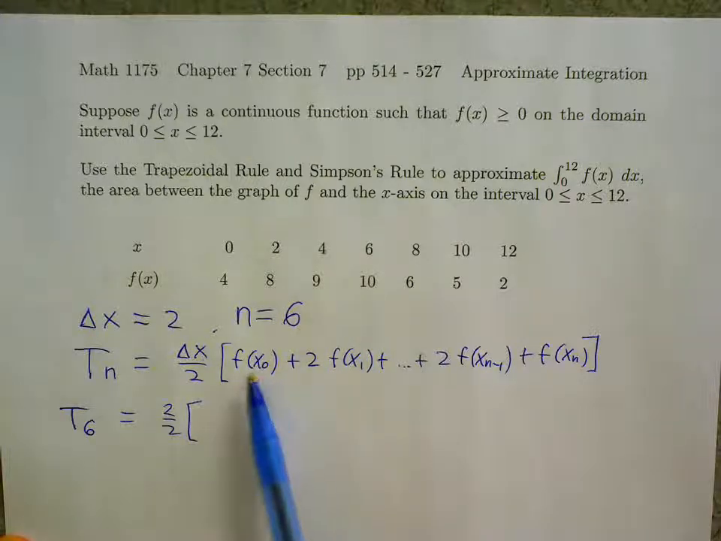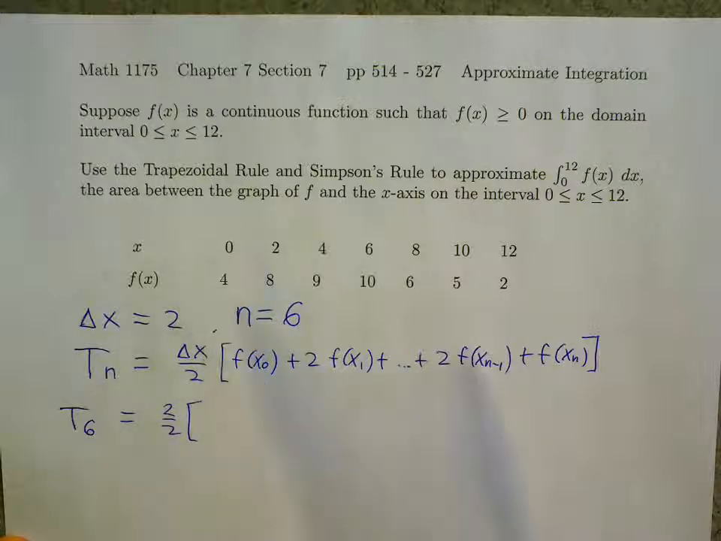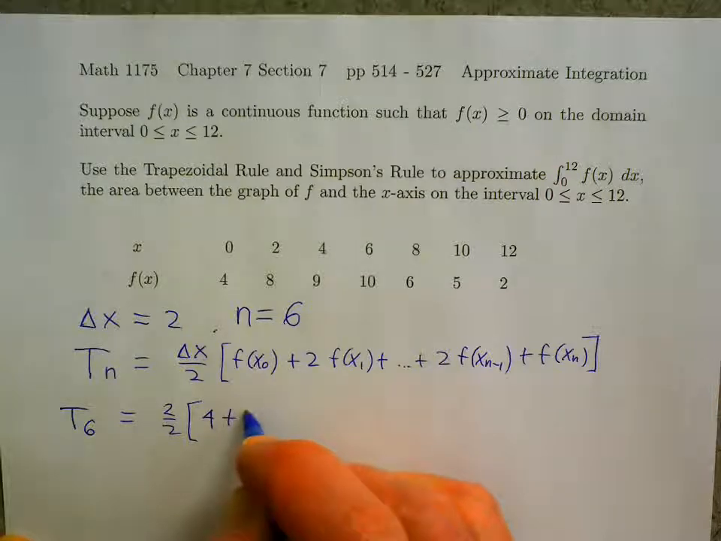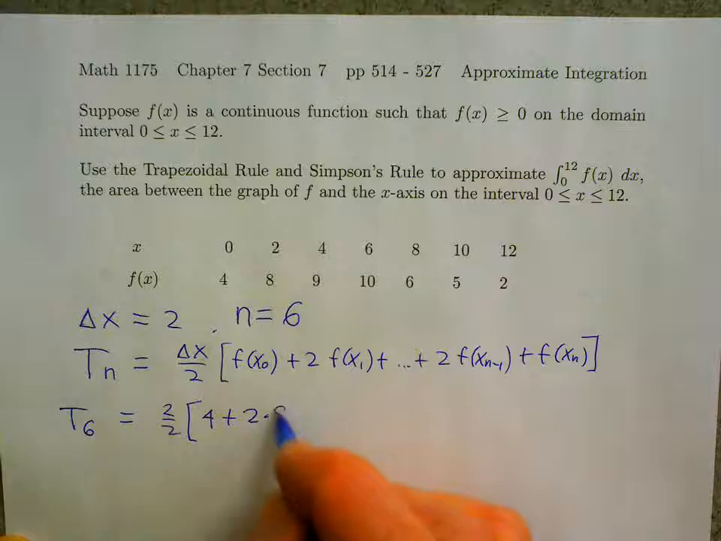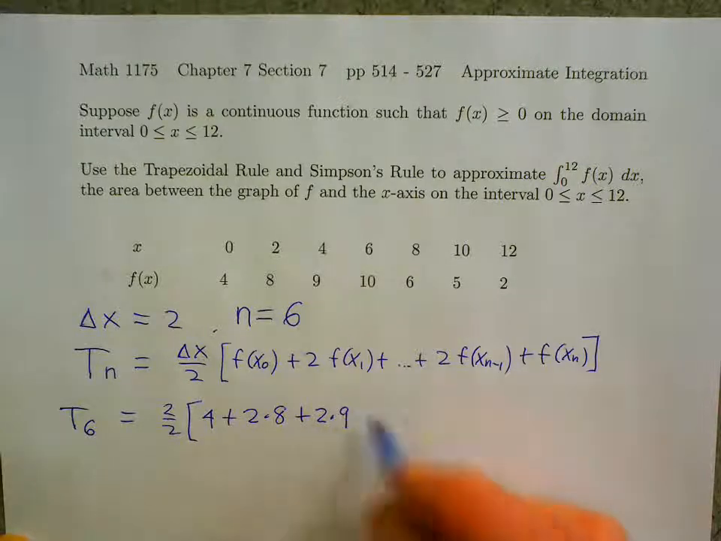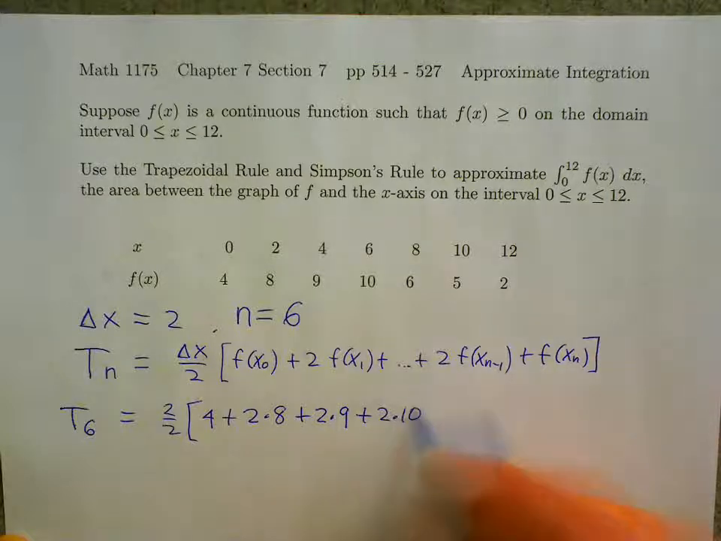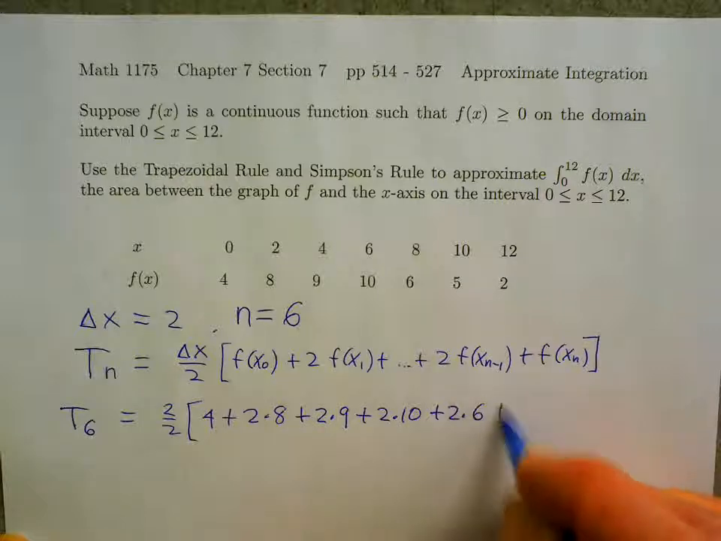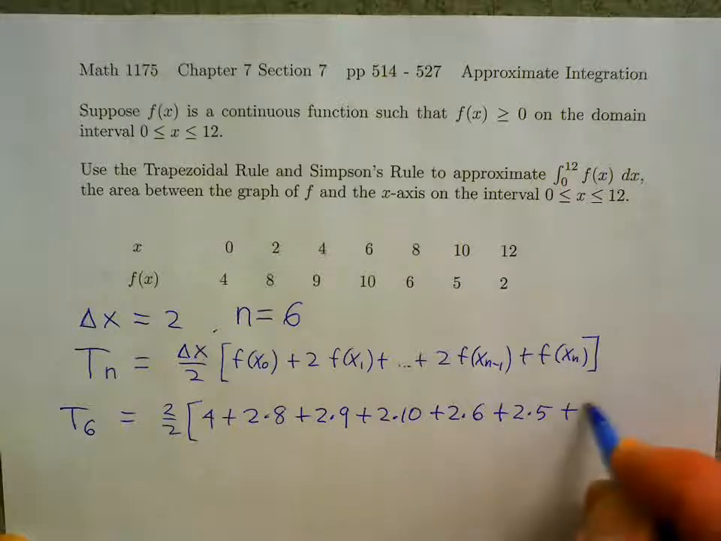Okay, so f of x of 0 corresponds to f of 0. f of 0 is 4. And then plus 2 times 8 plus 2 times 9 plus 2 times 10 plus 2 times 6 plus 2 times 5, and then plus 2.